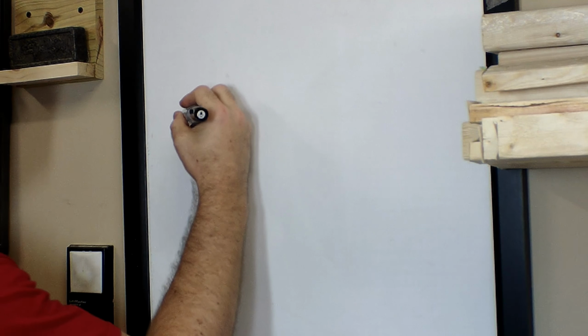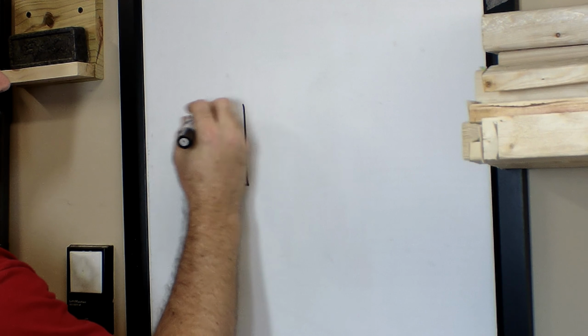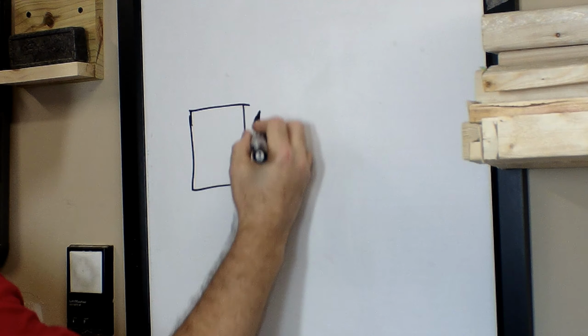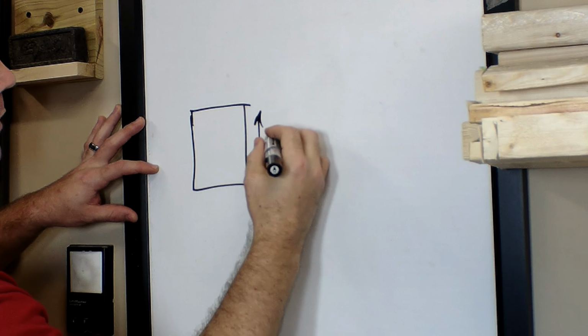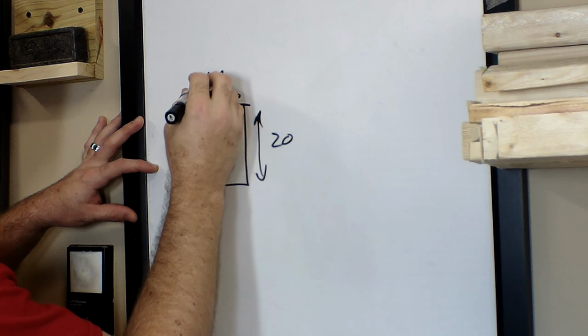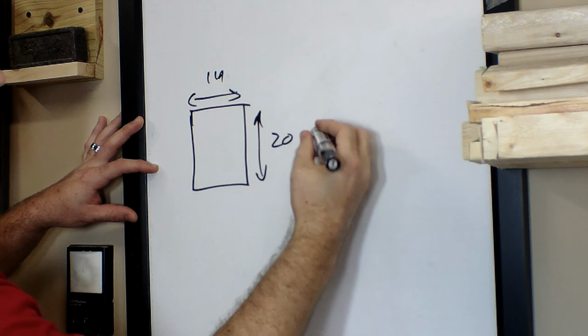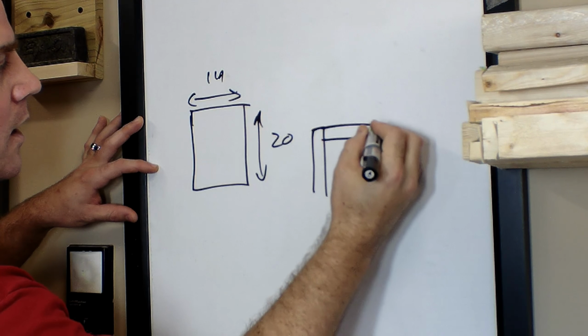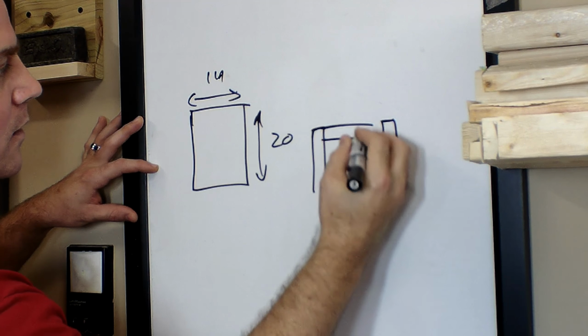So before you get started, what you're going to want to do is figure out the dimensions you want your canvas to be. In my case, I want the length to be 20 inches and I want the width to be 14, which means I need to take into account that I'm going to be doing a butt joint, which just means how I'm going to be joining my pieces together.